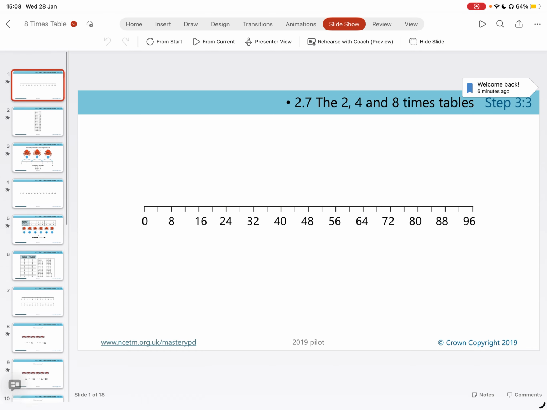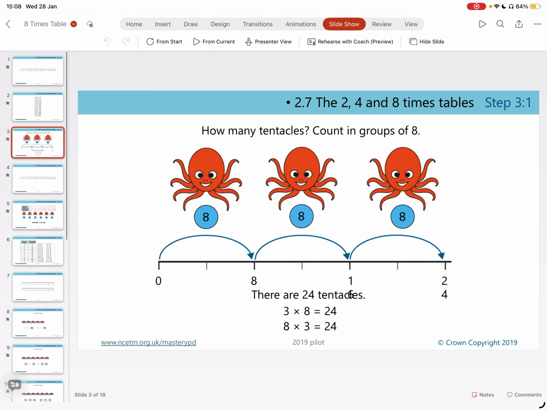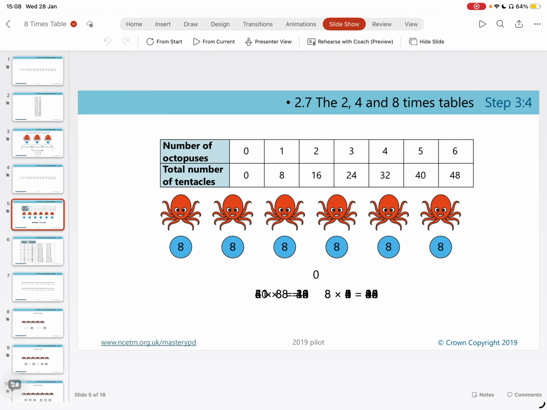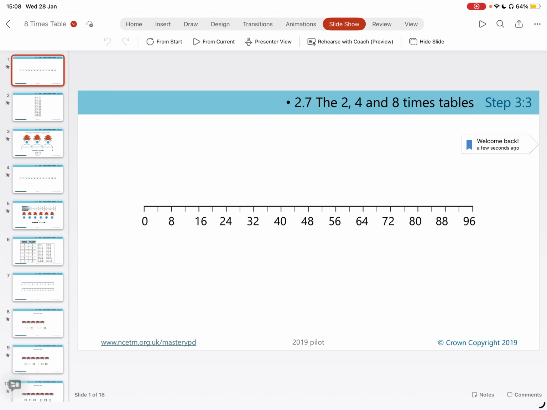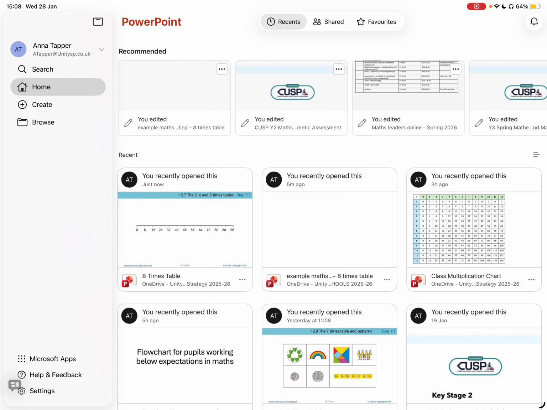So in the next session, I would move on to looking at what those groups, counting in groups of 8, what that looks like, how it can be represented in different ways, about equal groups, and then them understanding those relationships between the factors and the product. So if we go to the slides that I actually created, that's not them, that's them.